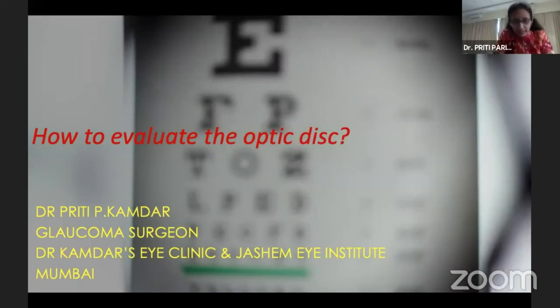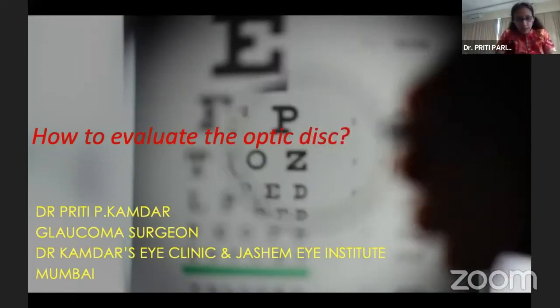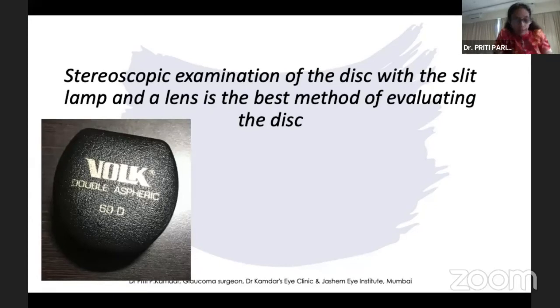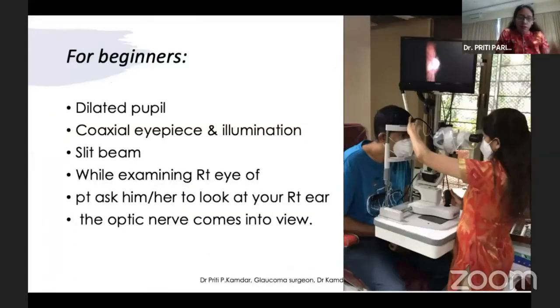Glaucoma is defined as an optic neuropathy, and hence optic nerve evaluation is central to the diagnosis of glaucoma. Binocular examination is the way to go, and it's best done with a slit lamp and a lens, and most of us have adapted to this method of examination. For beginners, start with a dilated pupil, coaxial eyepiece and illumination, a slit which is neither too wide nor too narrow, and while examining the right eye of the patient, ask him to look at your right ear. Basically, the eye has to look slightly nasally.